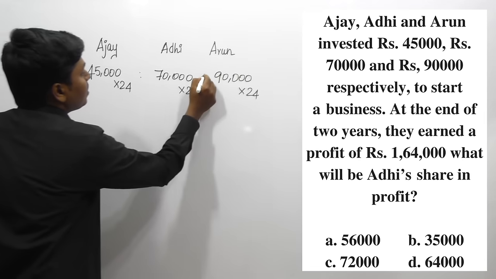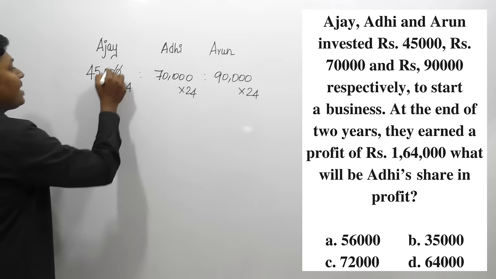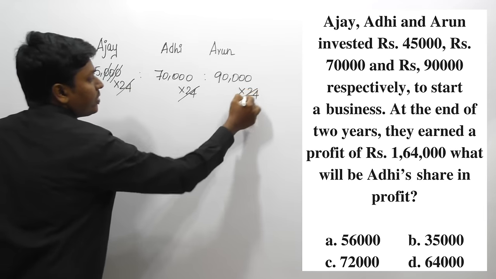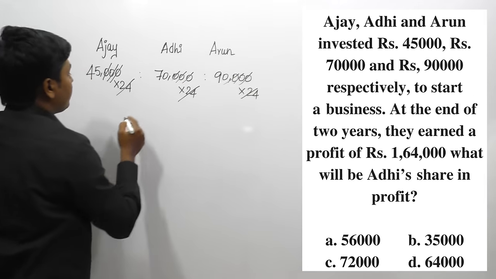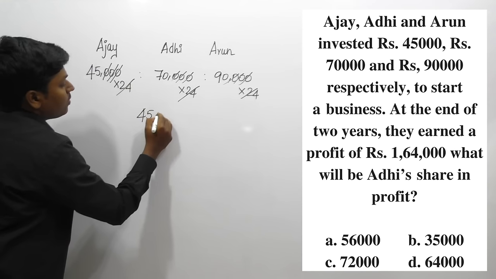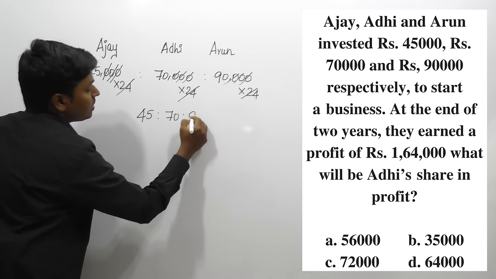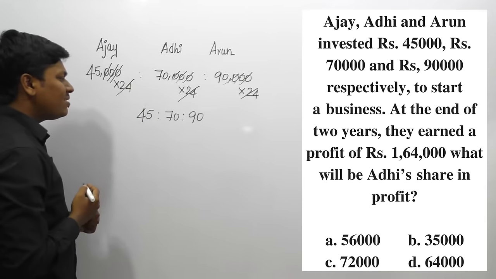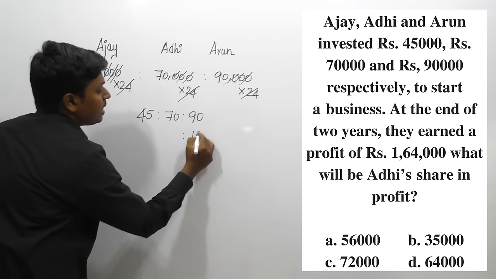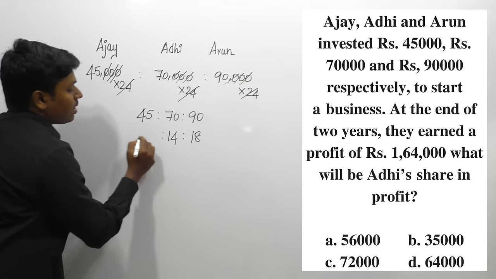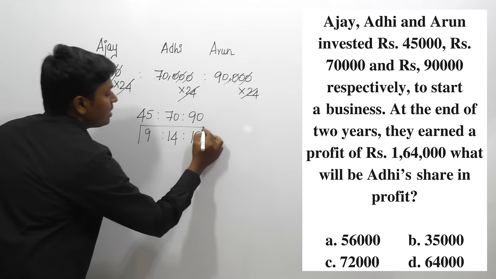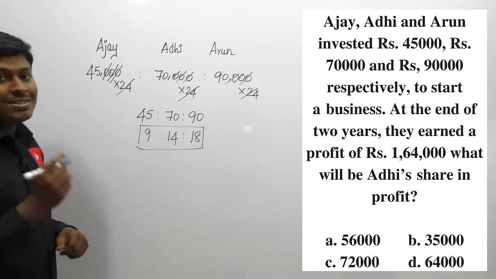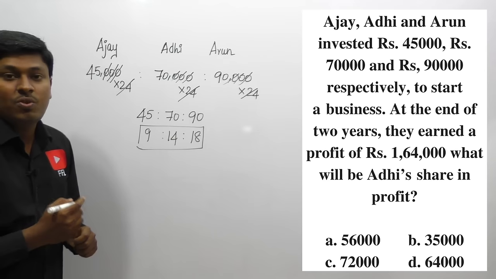So we need to find the ratio of their shares. So friends, we can cancel 24, 24, 24. So finally, this can be done as 45:70:90. I think we can cancel this by 5 table friends. This will be 9, this will be 14 and this will be 18. So friends, finally we have calculated the ratio, that is 9:14:18.